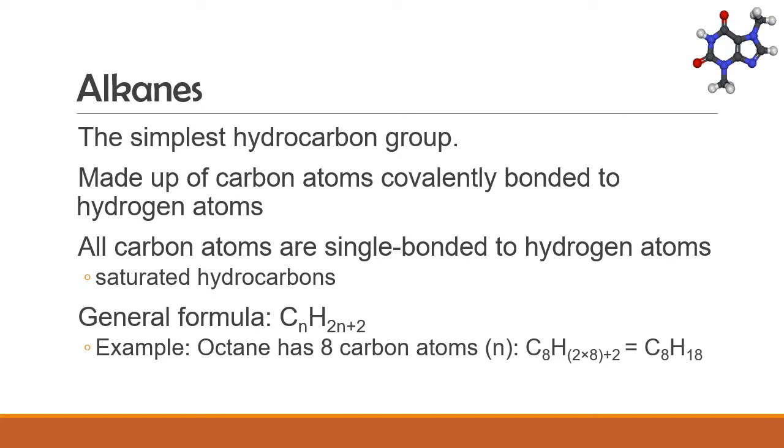The general formula for alkanes is CnH2n+2. For example, if octane has 8 carbon atoms, how many hydrogen atoms does it have? Using the general formula, we multiply 8 by 2, then add 2. So, the molecular formula for octane is C8H18.